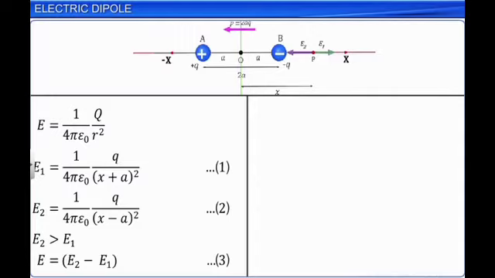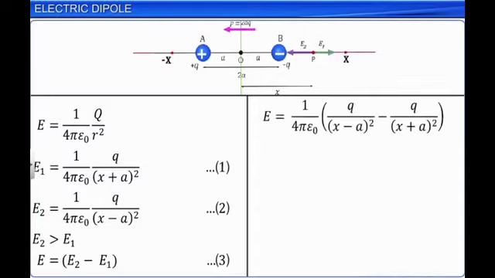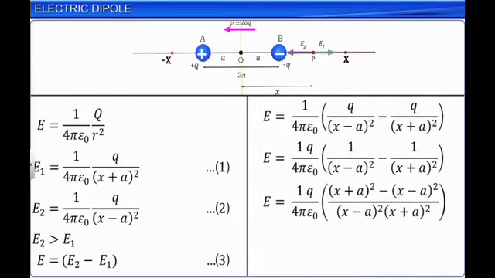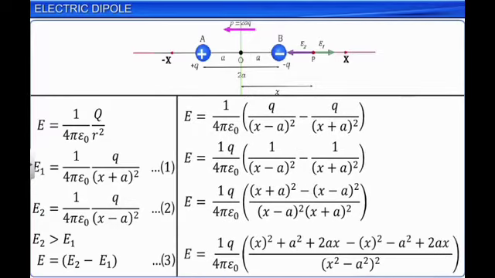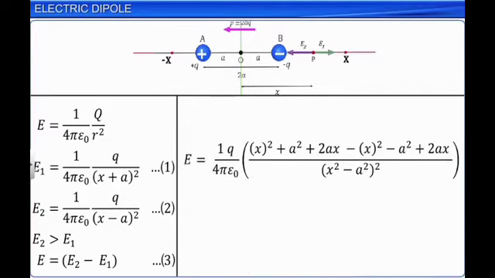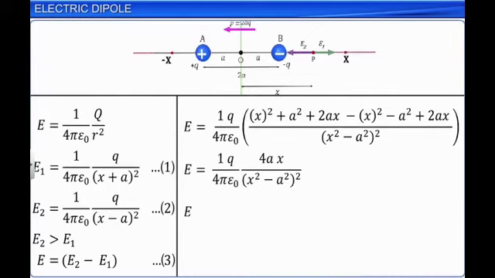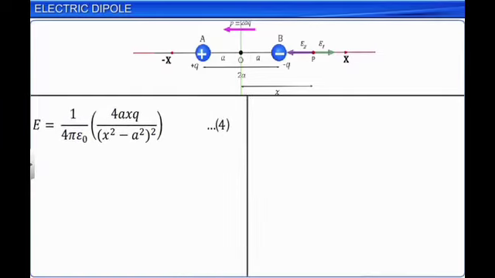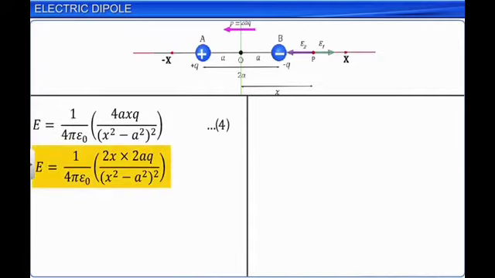Substituting the values of E2 and E1 and simplifying, we get the expression for the electric field strength E equal to 1 by 4 pi epsilon naught 4aQx by (x square minus a square) whole square. Let this be equation 4. Simplifying equation 4, we get E equal to 1 by 4 pi epsilon naught 2x into 2aQ by (x square minus a square) whole square.